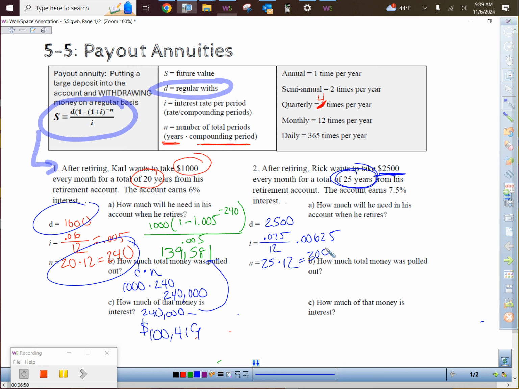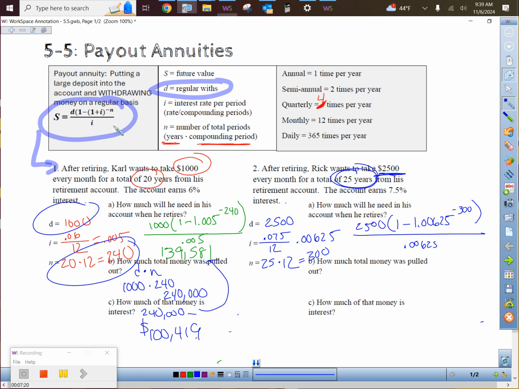So they ask, how much will he need to do that? Old boy's going to need some money, right? If you want to take $2,500 a month out for 25 years, you're going to need some money up front. So we'll use this formula. 2,500 times 1 minus 1.00625 to the negative 300th divided by 0.00625. I'm kind of going fast through that. Let me know if you're not sure where I got those numbers from, but it's a very similar formula to what we've been using all chapter long.